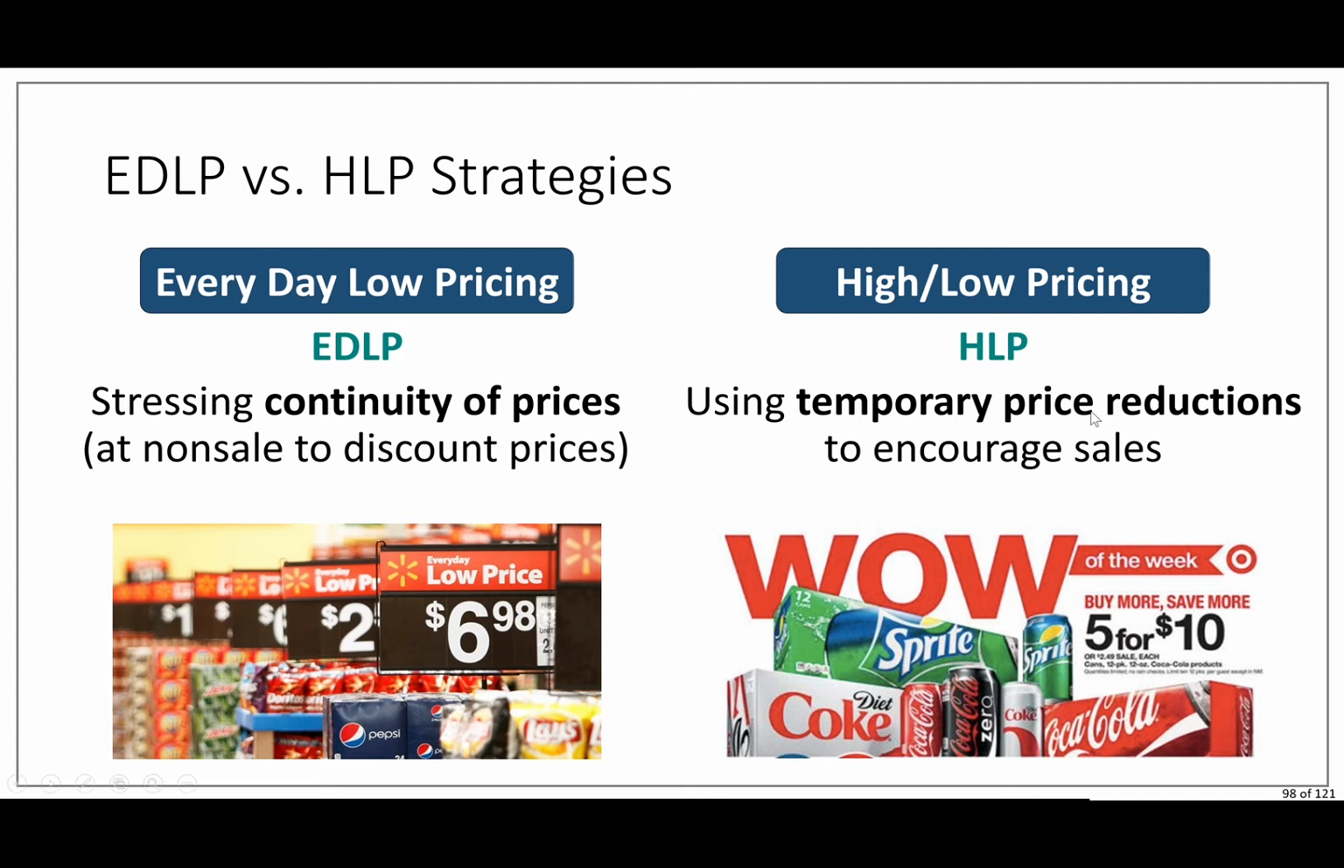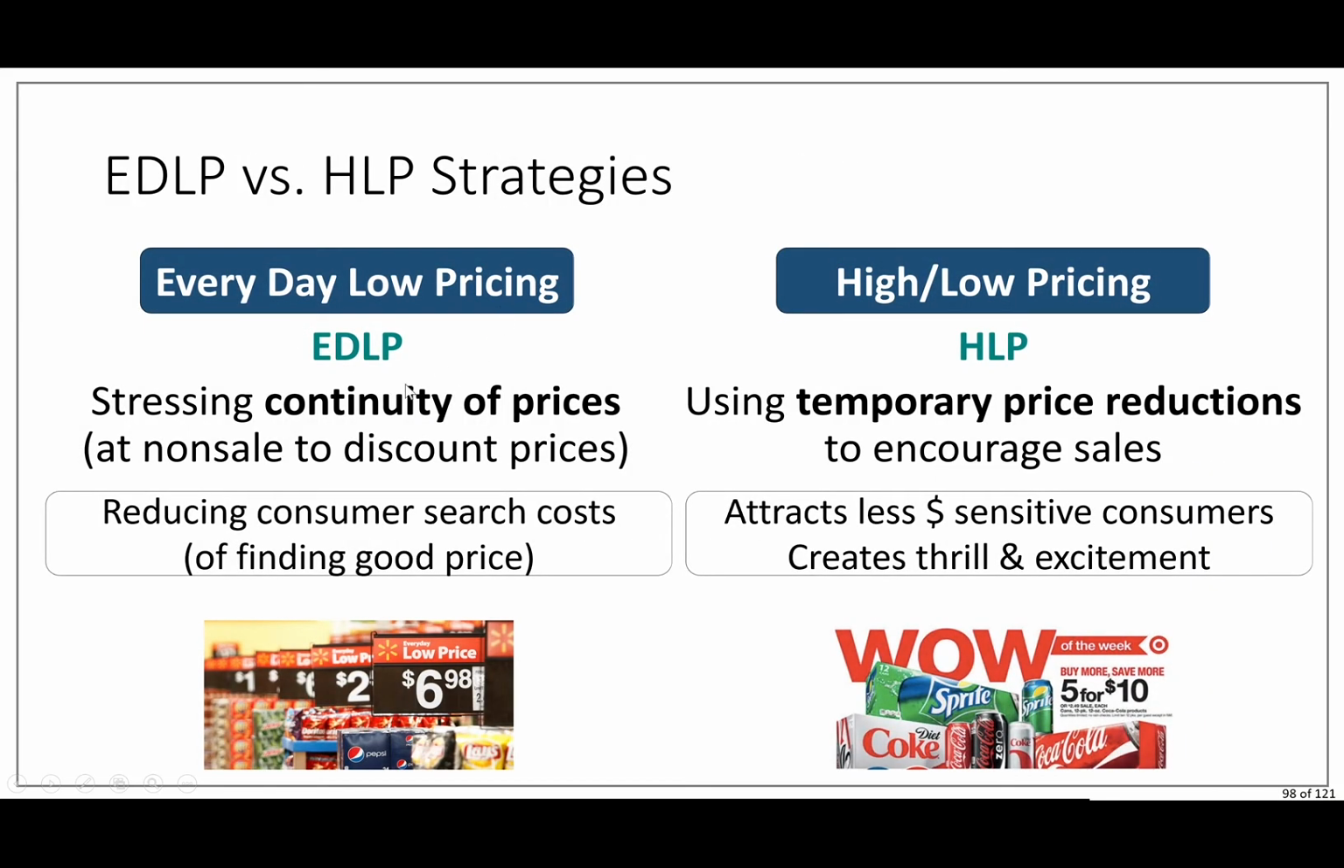However, for other stores, for example Giant Eagle, it's more like high-low pricing, where they use some temporary price reductions to encourage sales. What's the advantage of these two different strategies? For EDLP, it's easy to think because they're reducing consumer search cost. You just go, you don't have to wait for a particular sale. But for HLP, it attracts less price-sensitive consumers. So actually, they can target two different markets: the people who are sensitive to price and people who are less sensitive to price.